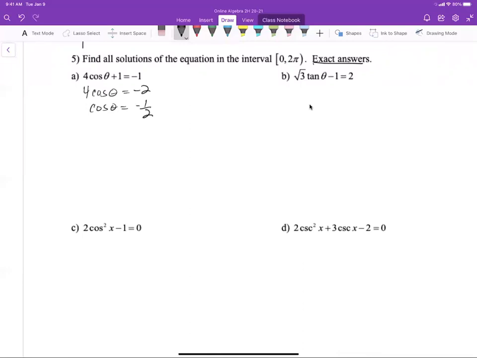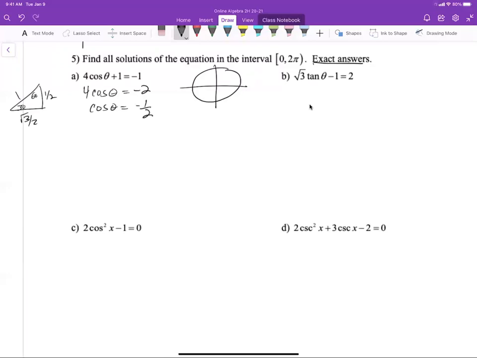This is where you'll need to either know your unit circle or refer to your unit circle. Cosine again is my x value. Where is my x value negative? That's going to be in quadrant 2 and 3. And again, this is my short side of my 30, 60, 90. My short side's 1/2, my long side is square root of 3/2, and my hypotenuse, which is my radius on the unit circle, is 1.